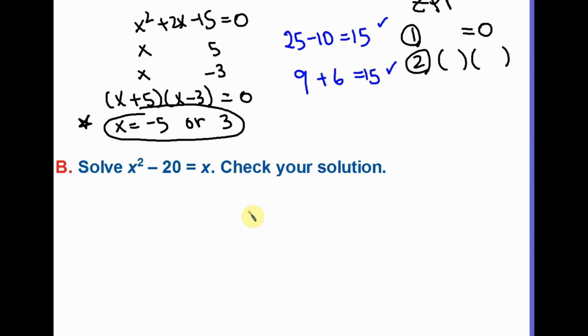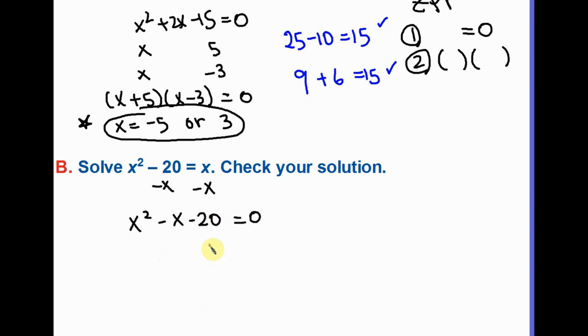Part B, we're going to repeat similar steps. The first one, I'm going to subtract x on both sides. If you just write it as it is, it will not be in standard form. So I write x squared minus x minus 20, following the x squared plus bx plus c equal to 0 format. Think about two numbers. When you multiply, I have to get negative 20, while when you add them, I get negative 1.